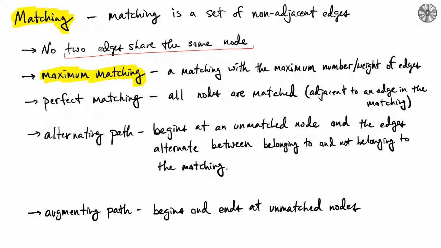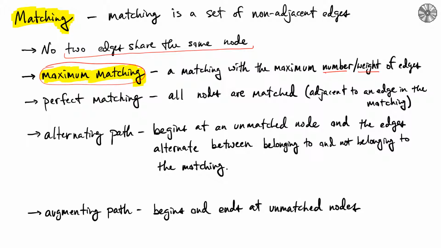And clearly, you could always just pick one or two, and that would be a very easy task. So the more interesting question is to construct a maximum matching, where you try to pick as many edges as possible, in terms of number or in terms of weight of edges, so it is maximum. So the weight is maximum or the count is maximum.